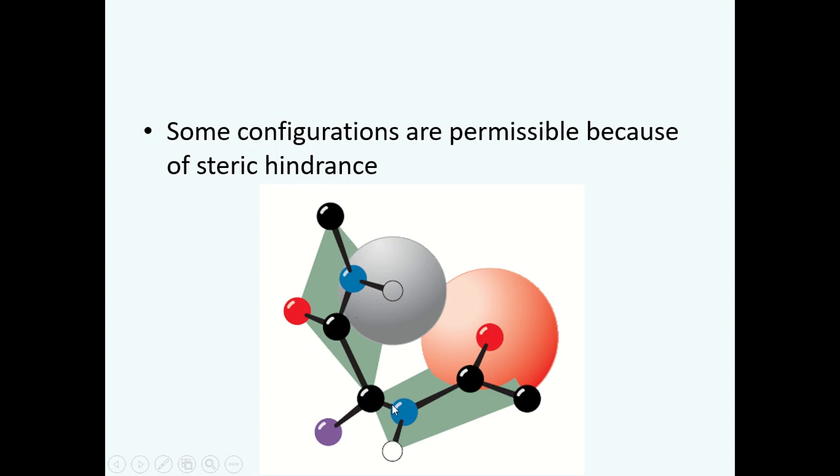So although rotation is possible across the phi and psi angles of these bonds, because of steric hindrances and clashes, only certain conformations of these amino acids are possible. Because if they come very close to each other, the groups will collide with one another, and therefore the structure will become destabilized. So only certain conformations are permissible.